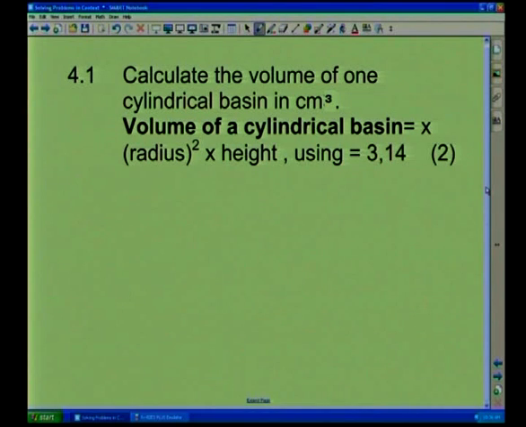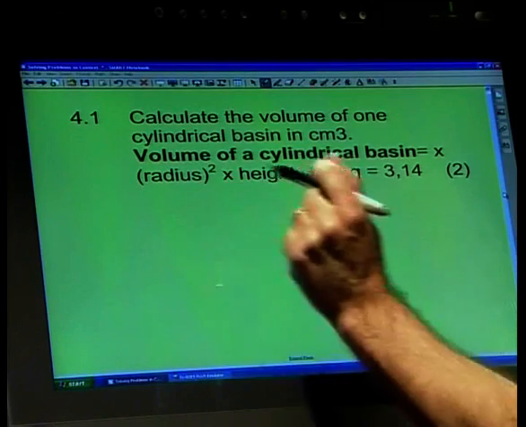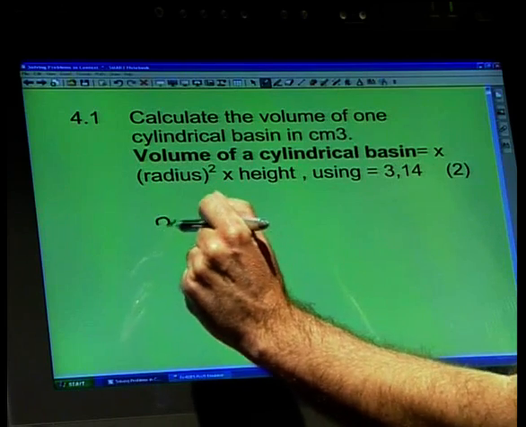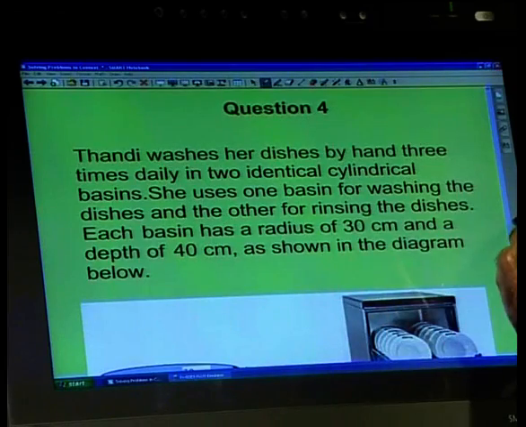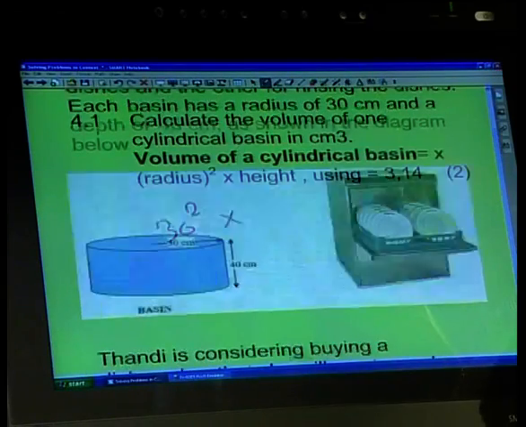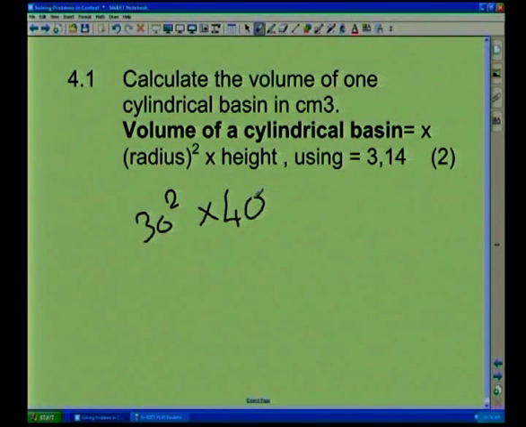Firstly, point 4.1 says that we're to calculate the volume of one cylindrical basin in cubic centimeters. And they give us the formula again. Volume of a cylindrical basin is equal to radius squared times height, and we need to use pi as 3.14. So let's do that quickly. We know that our radius was given as 30 centimeters, so that's 30 squared. Our height, they said, was, let's quickly go and check again, just to make sure we get everything correct, 40 centimeters. There it is. So 40 is the height, and we've got to multiply by pi.